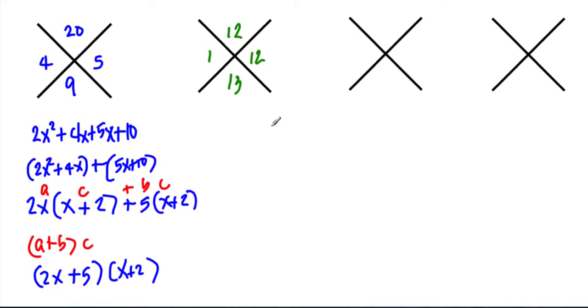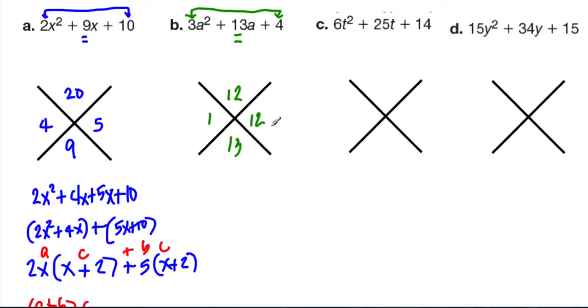Then we rewrite our trinomial, renaming 13a into a and 12a. So you have 3a squared plus a plus 12a plus 4. We just renamed 13a to be a plus 12a. And then we use grouping since there are 4 terms. You now have 3a squared plus a plus 12a plus 4.